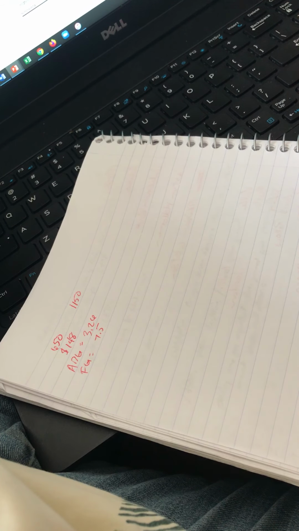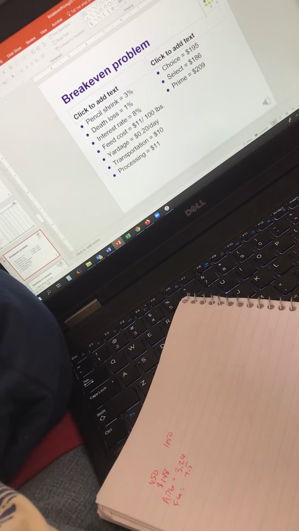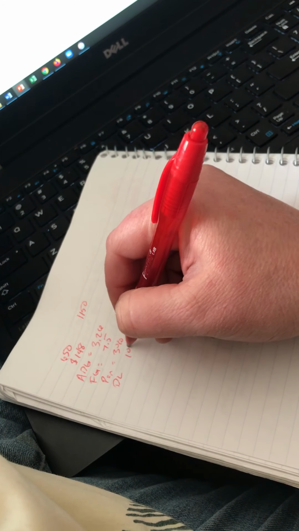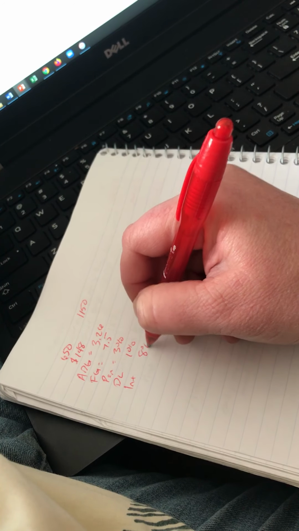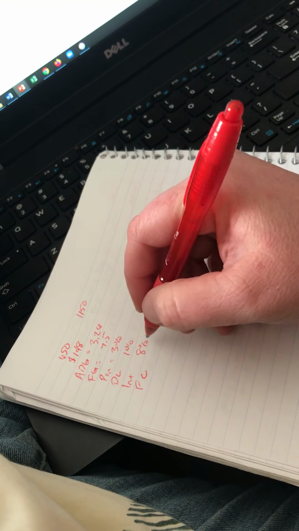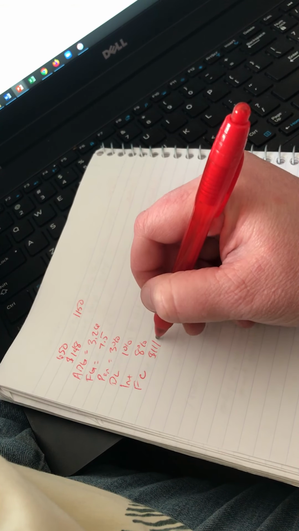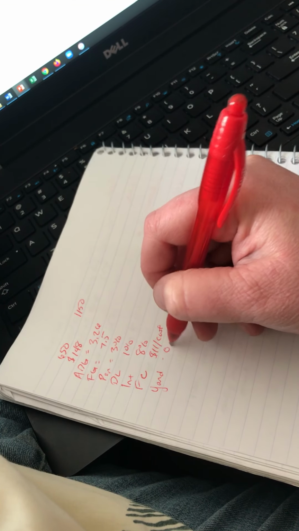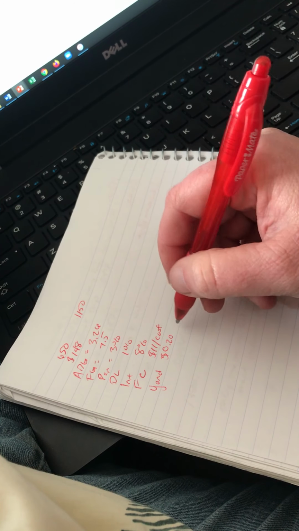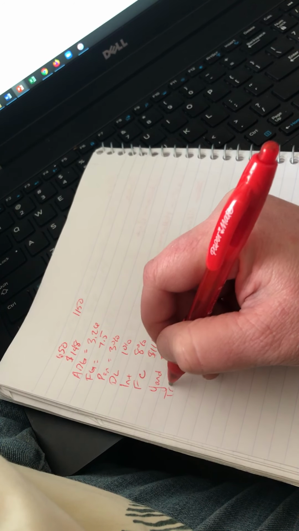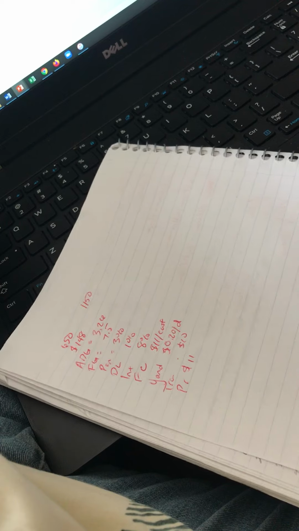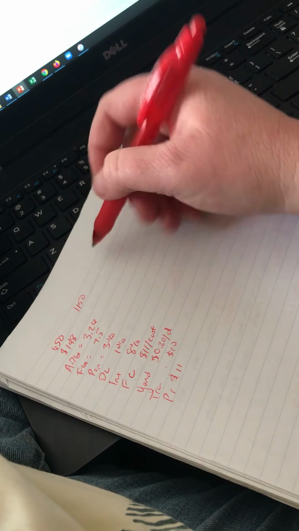All right, and then we go over to the next slide. So the pencil shrink is 3%, death loss is 1%, interest is 8%, feed cost is $11 a hundred, and yardage is 20 cents a day. Transportation $10, processing $11.